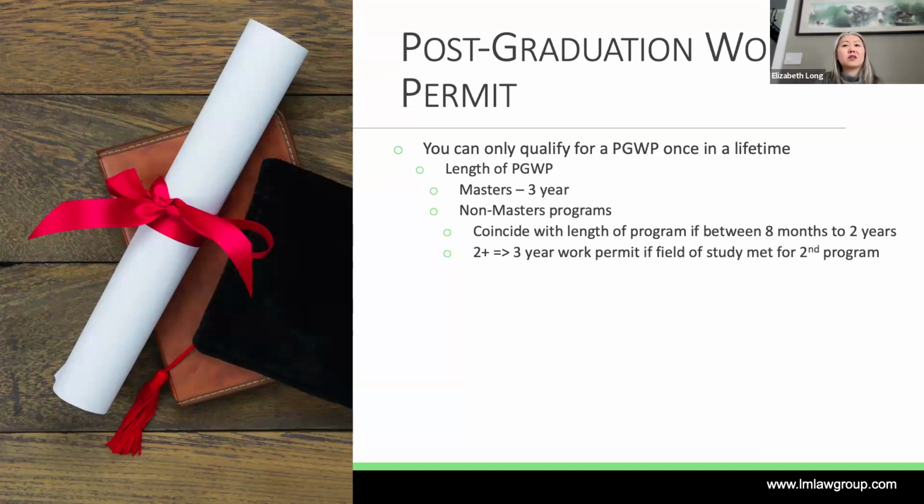Now, you can stack the program. So if I did a 1-year program and another 1-year program, then technically, I could get a 3-year work permit. But you do have to keep in mind: if you applied for the study permit for the second program after November 1st, then the second program will need to meet the field of study. And if it doesn't, then you won't get your postgrad work permit at all.